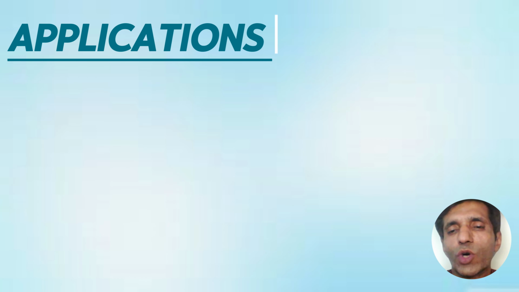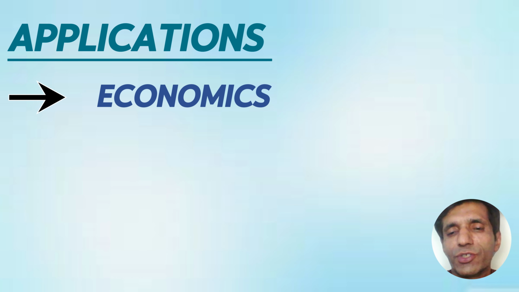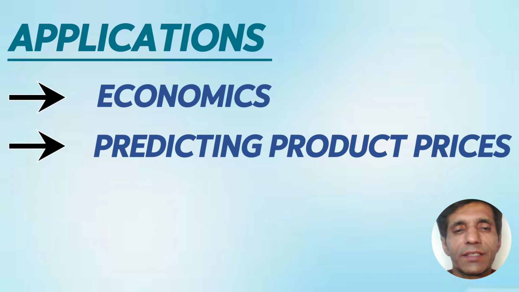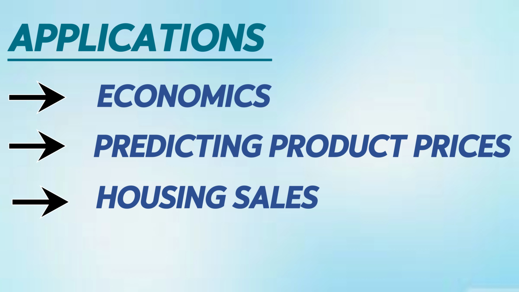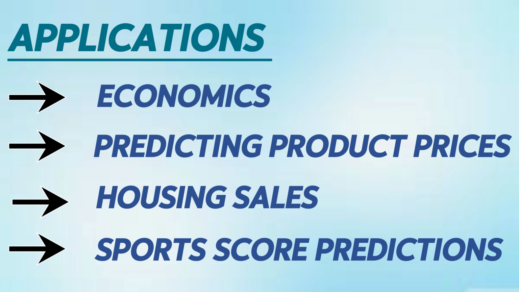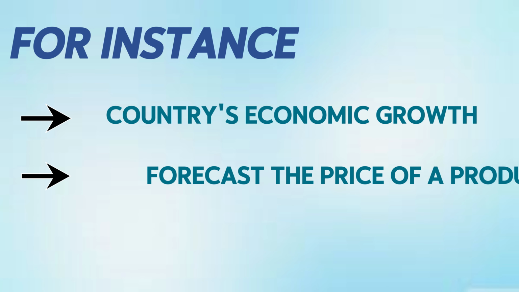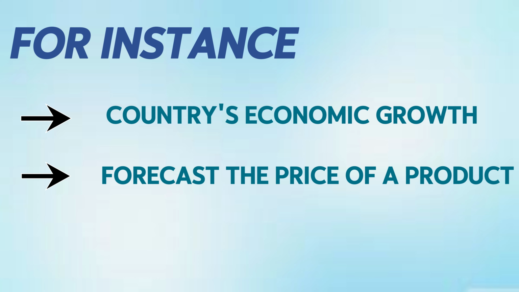Now let's look at applications of linear regression. It's used in various fields like economics, predicting product prices, housing sales, and even sports score predictions. For instance, it can help estimate a country's economic growth or forecast the price of a product.